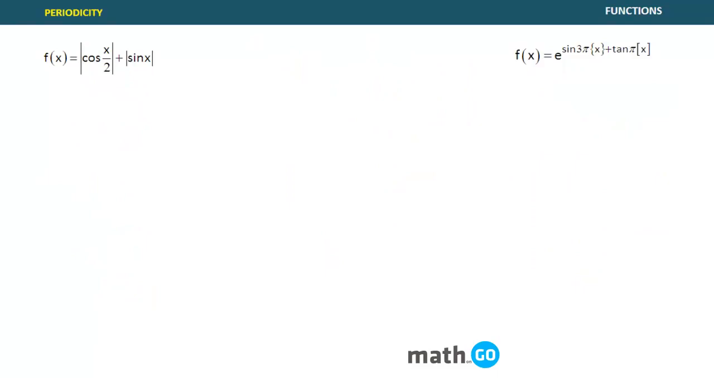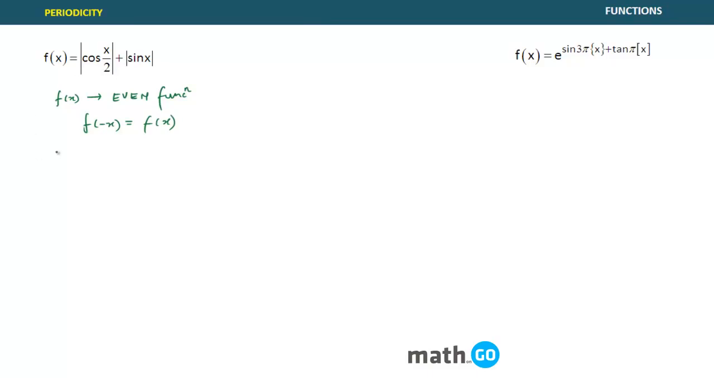Let's take the last two problems also on periodicity. The first one is cos of x by 2 and sine of x by 2. If you try to do this by the even-odd property that we did, f(x) we know is an even function. Why an even function? Can you tell me? Yes, because if you replace x by minus x, you will still get the value as f(x).